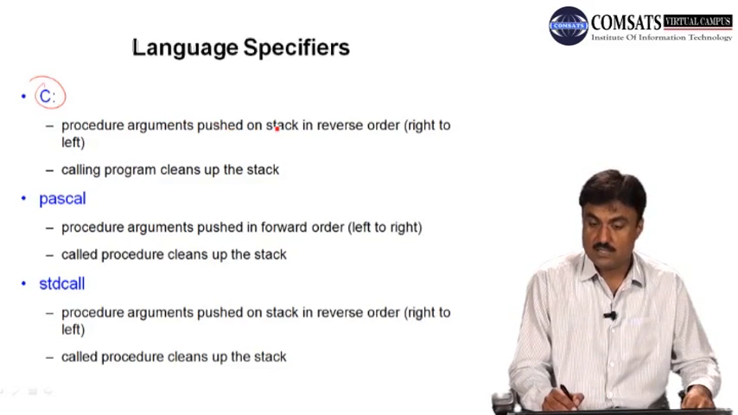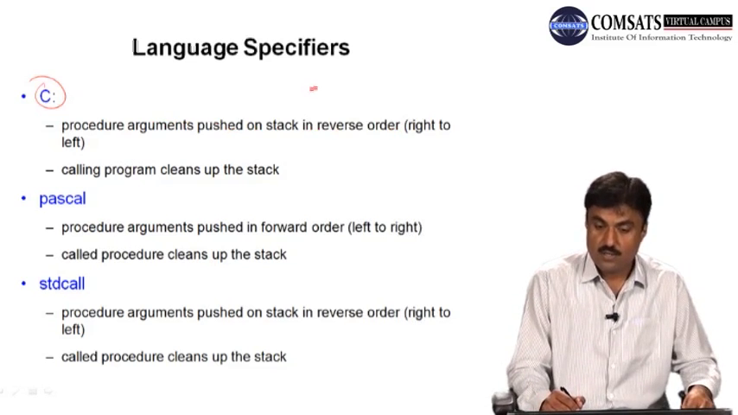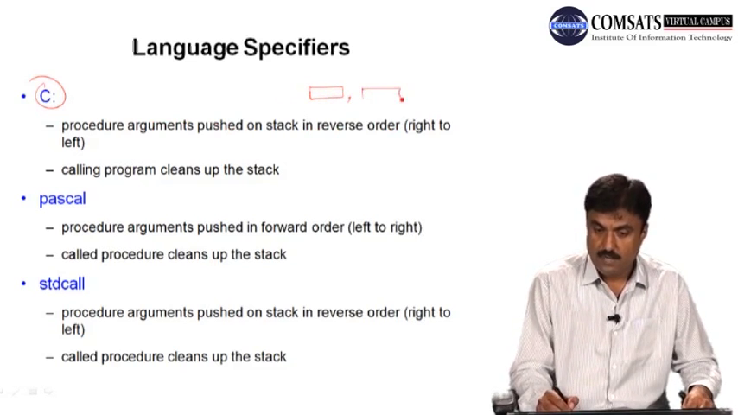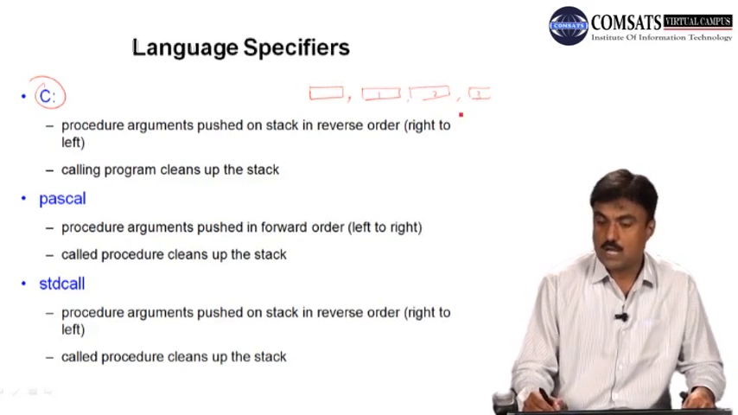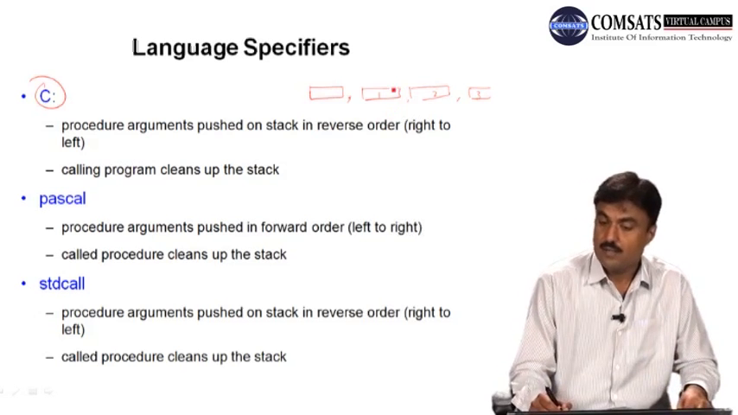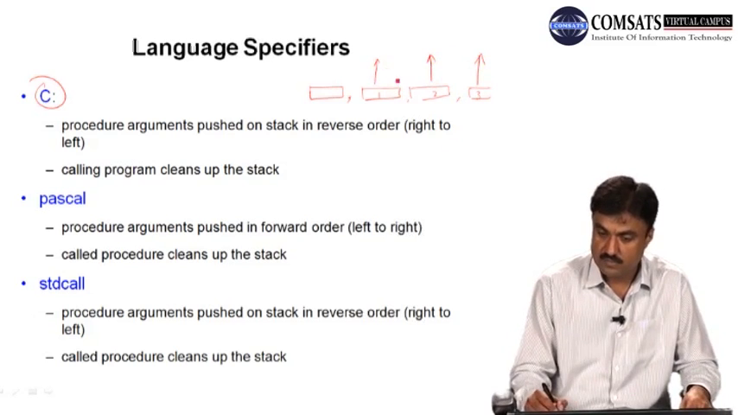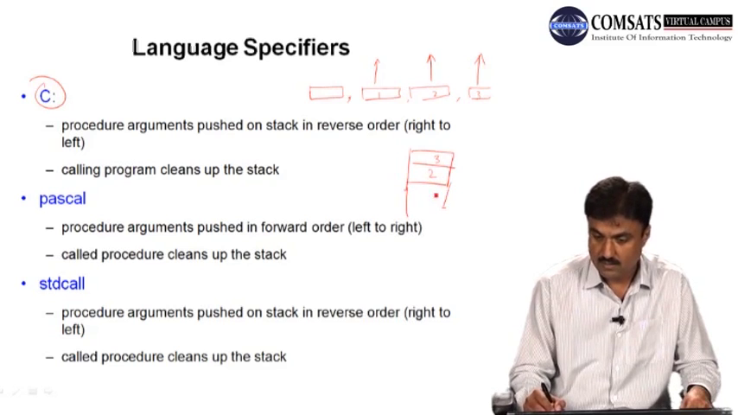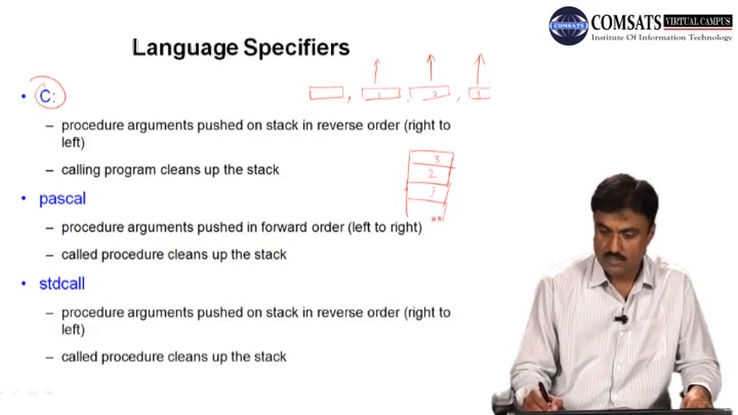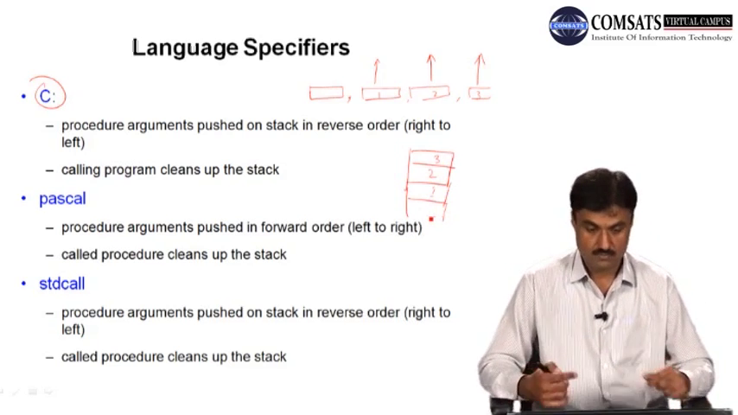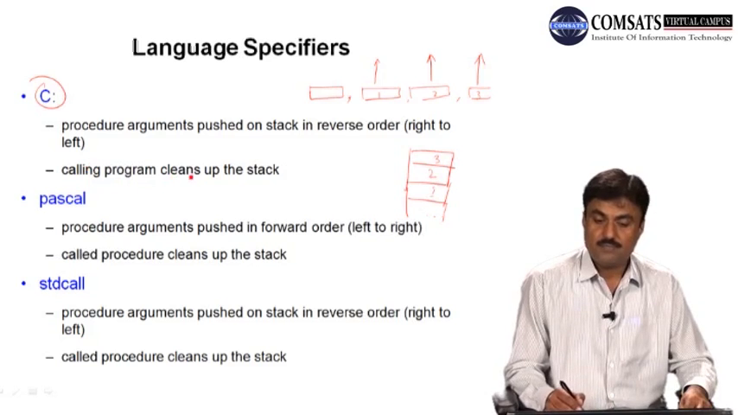Now you can see, if you use C as a language specifier instead of stdcall, the procedure arguments are pushed on the stack in reverse order. For example, we have a procedure name, comma, then the procedure arguments. There are multiple arguments: argument number 1, argument number 2, and argument number 3. These arguments must be pushed inside the stack. So first, the last parameter will be pushed first, then the next one, and so on. So this is the third parameter, second parameter, and the first parameter. Then we have the return address and all these things that will be stored. And the calling program cleans up the stack.